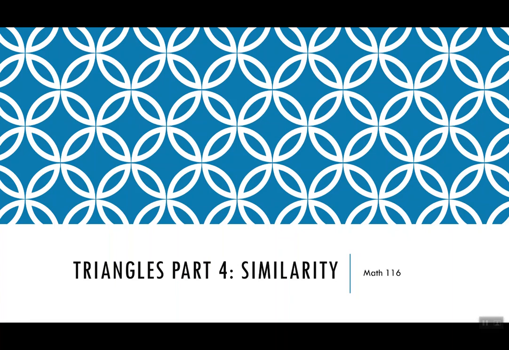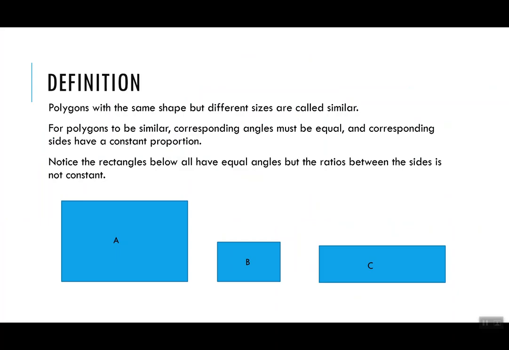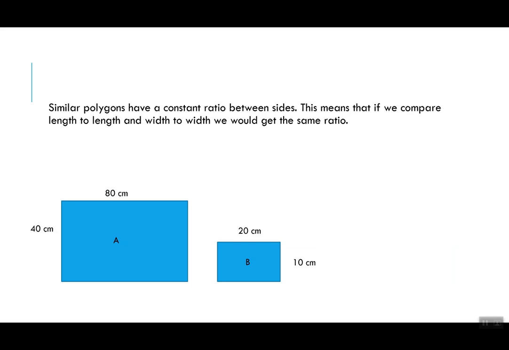The last part of our triangle lecture is on similarity. Polygons with the same shape but different sizes are called similar. For polygons to be similar, both their corresponding angles must be equal and the corresponding sides have to have a constant proportion. Notice the rectangles below all have equal angles, but the ratios between the sides is not constant. Similar polygons have a constant ratio between sides.